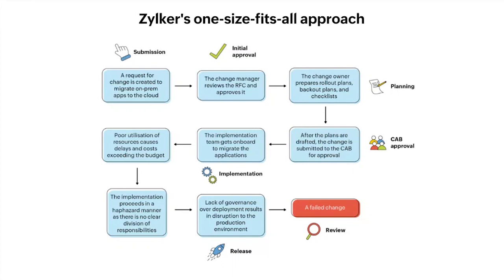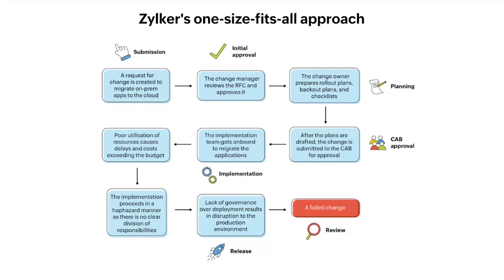Next stage is the CAB approval. So now this change is going to move to the CAB approval stage where the CAB is going to review all the plans and see what the impact of this change could be, and then they're going to approve it. Once Zilka's IT team gets the approval, it goes on to the next stage, which is the implementation stage.